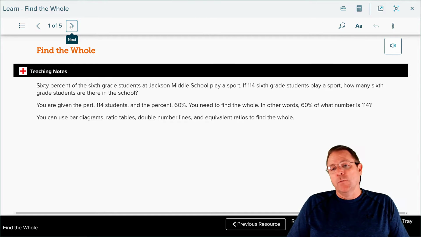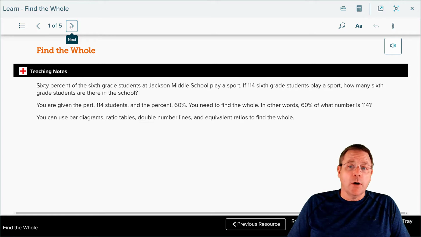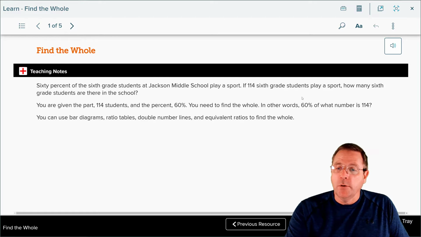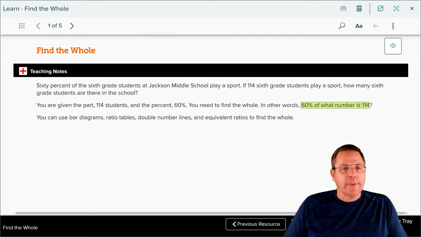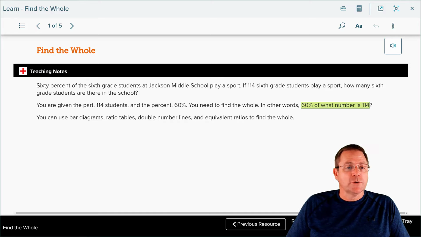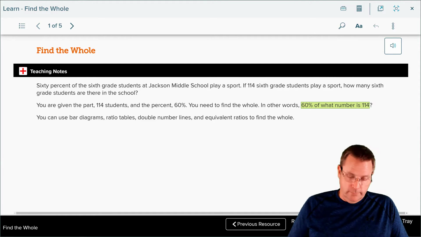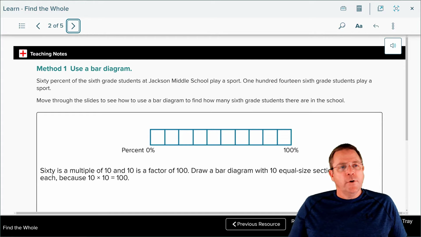So it says, in other words, 60% of what number is 114. Now when you get on up into the higher grades, we're going to teach you how to convert that into an algebraic expression. Somehow I don't think that's what we're doing today. First clue, the instruction says you can use bar diagrams, ratio tables, double number lines, and equivalent ratios to find the whole. First, let's look at the bar diagram method.